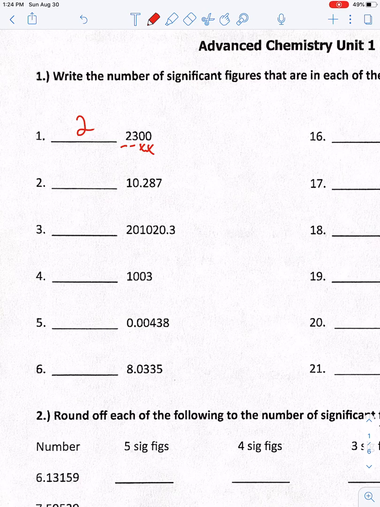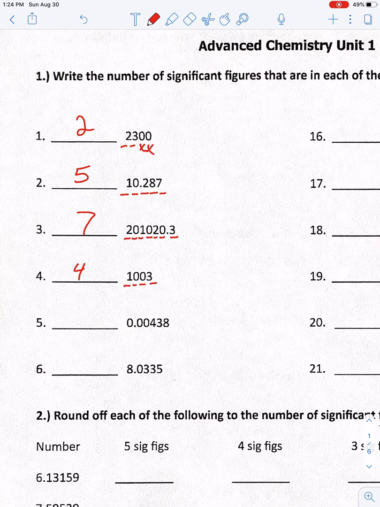On number 2, remember any zeros that are sandwiched in between will always count. So 1, 2, 3, 4, 5. That one has 5 significant figures. Let's look at the next one. Remember, zeros in between any non-zero numbers are going to count. So 1, 2, 3, 4, 5, 6, 7. This one has 7 significant figures. Number 4, same rule. Zeros in between count. 1, 2, 3, 4. 4 significant figures.